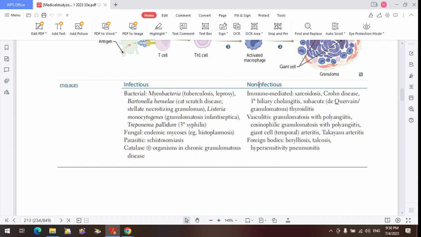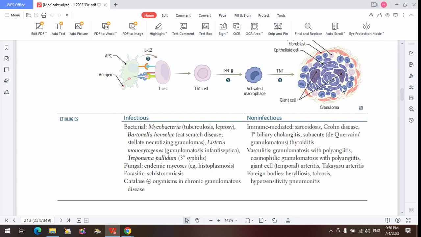Then the non-infectious one. So this one is not due to infection. So all these infectious ones, you most likely see a caseating necrosis. So that center at the middle is going to be necrotic because they will destroy some of the organisms, the other ones will persist. But for non-infectious, you are not likely to see central caseous necrosis because in most of these things, either the antigen is non-degradable or we don't even know the antigen. So these non-infectious, they are categorized into three forms: immune-mediated, the vasculitis, and the foreign body.